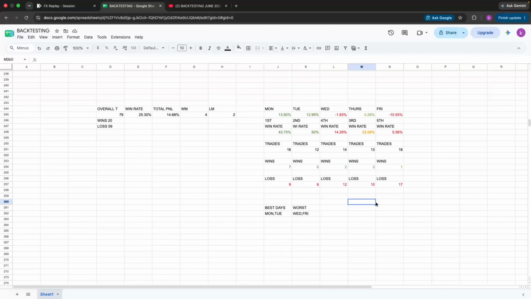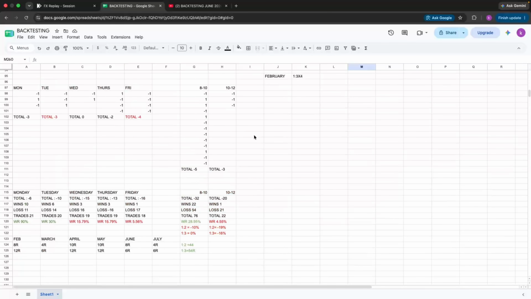And once you start adding in them type of filters, you get something like this, you know? This was my results before. Win rate of 28%. Here, as you can see, wins 22, losses 54, total 76.